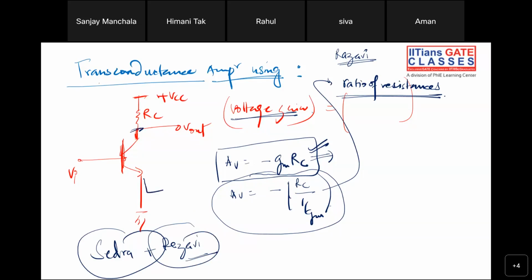So how am I going to tell the gain of this amplifier? Gaurav wants to join. Yes, hi Gaurav, you can join offline.